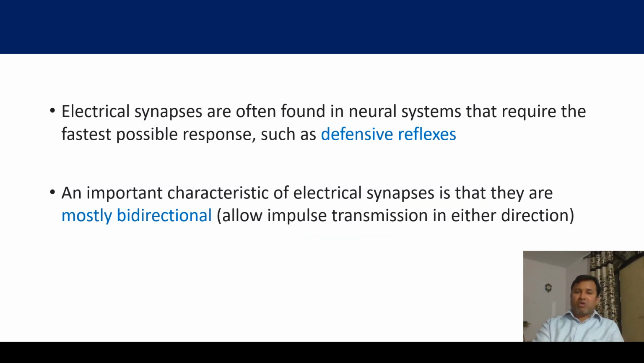Electrical synapses are often found in neuronal systems that require the fastest possible response, such as defensive reflexes. An important characteristic of electrical synapses is that they are mostly bidirectional, and this is the difference between the chemical and electrical synapses. In the chemical synapses, transmission is only in the forward direction, that means the nerve impulse only moves in the forward direction. But in the electrical synapses, the nerve impulse can move in both directions.